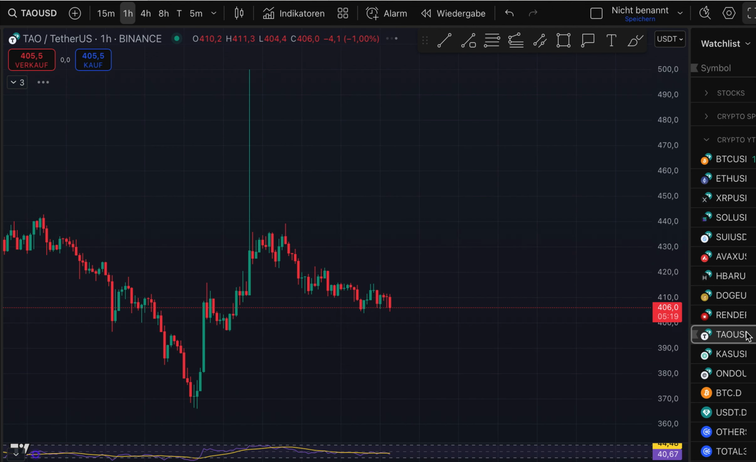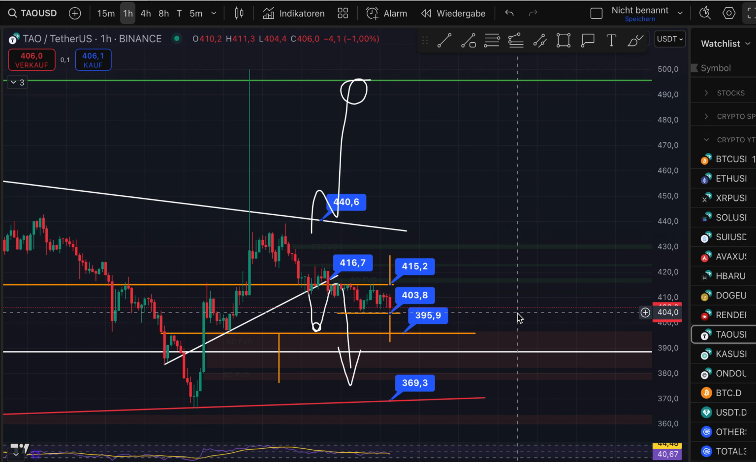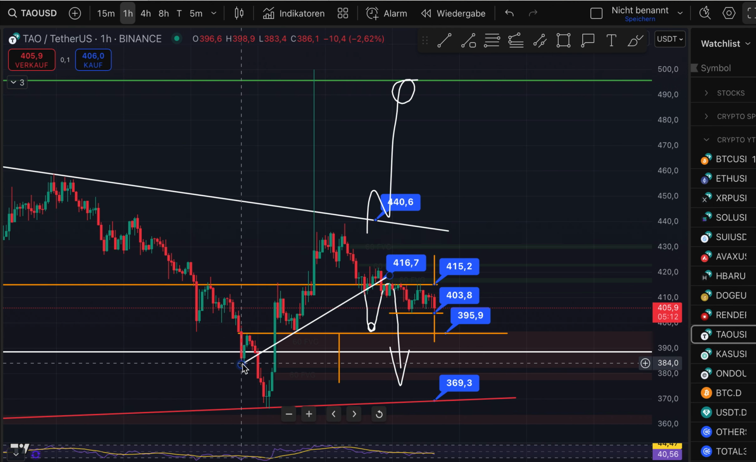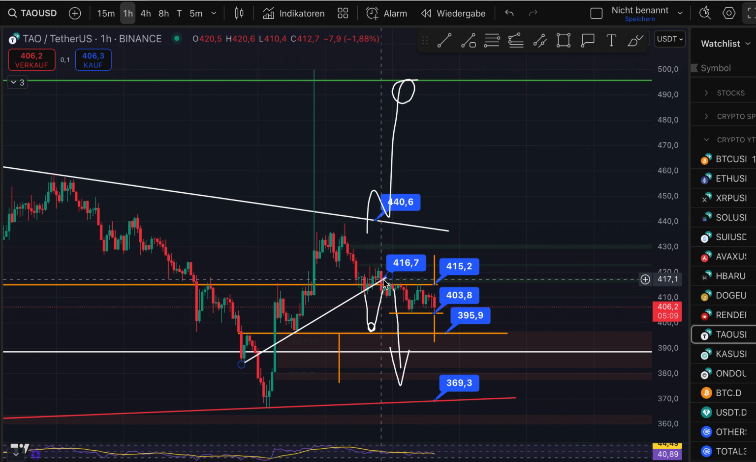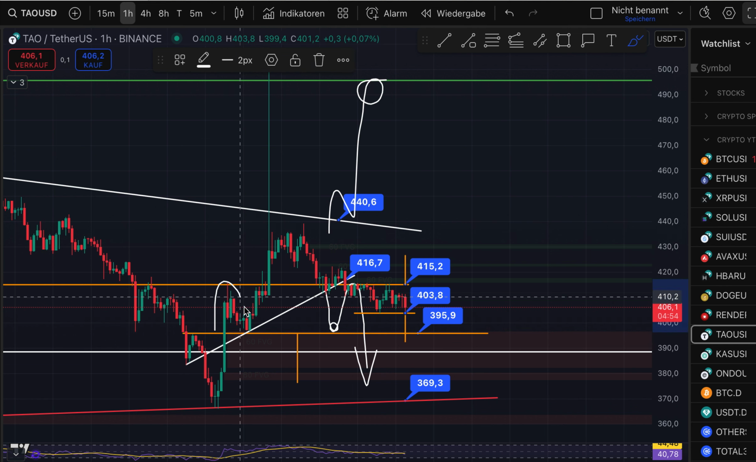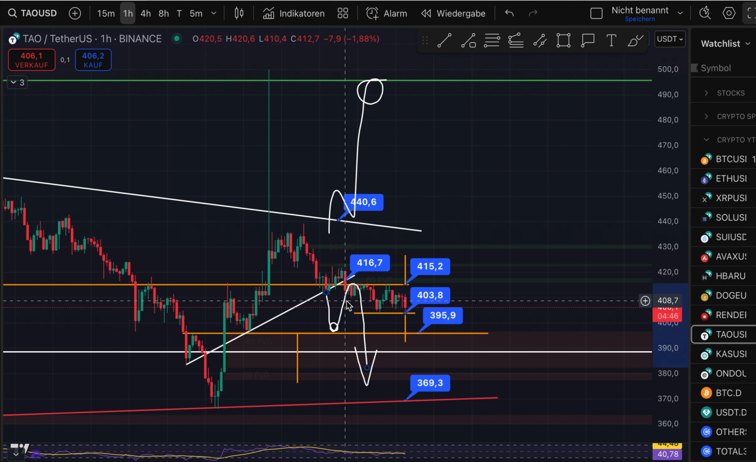So let's jump into TAO, because I'm already in a TAO short trade. And I will show you why. We have said already that this white trend line, if it breaks to the downside, then this would be an indication that we should drop to 395 US dollar. At the 395 US dollar, I'm expecting a bounce, which can get us even up to $415 again. And then we would have a head and shoulders formation. So this can just happen a bit later. So let me put this one right here.